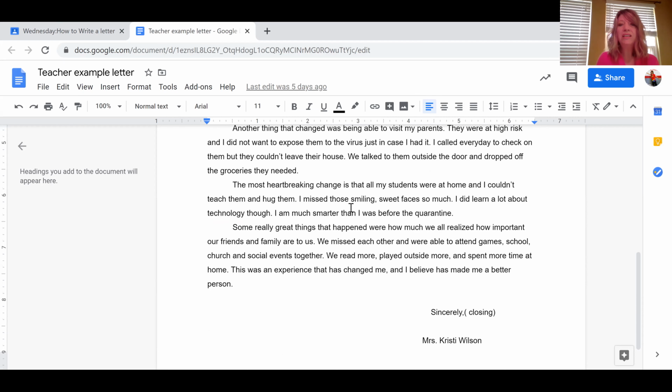Now I'm talking about the next thing, of how I couldn't see other people or things that changed around my neighborhood. Okay, so that was something else I wanted to write about. So it's a new thing, so it's a new paragraph. The most heartbreaking change is that all my students were at home. What do I need here? A comma. The most heartbreaking change is that all my students were at home, comma, and I couldn't teach them and hug them. I missed those smiling, sweet faces so much. I did learn a lot about technology, though. And that's true. I am much smarter than I was before the quarantine. Apparently, I've learned a lot about technology, but I forgot everything about commas.